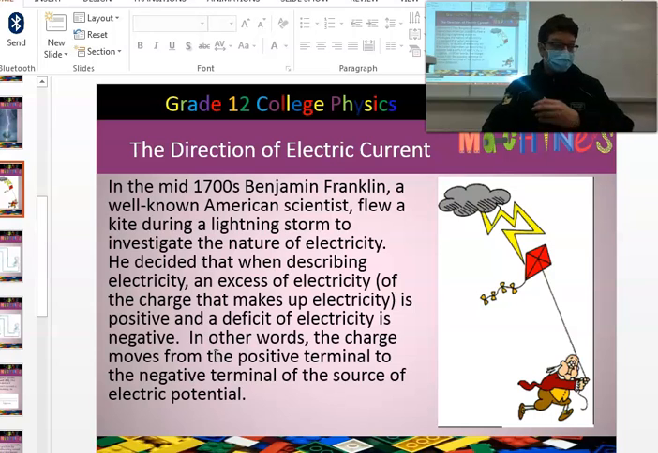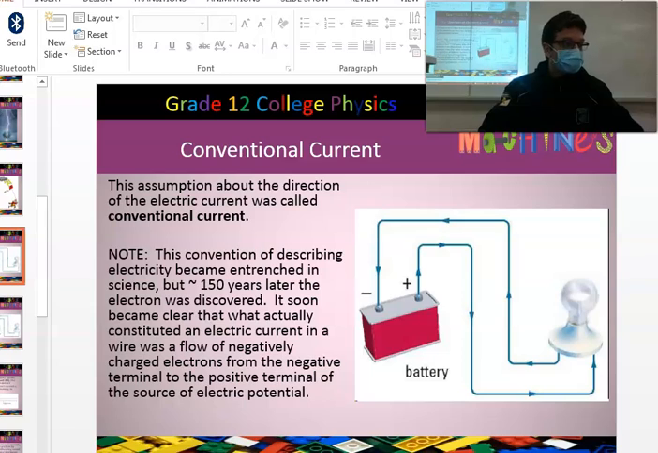But for the longest time, we assumed that it was positive charges that moved. That's why in textbooks today, including your textbook, we have something called conventional current. And you'll see diagrams like this, where you'll have the positive end of the battery and the current moving from positive to negative.